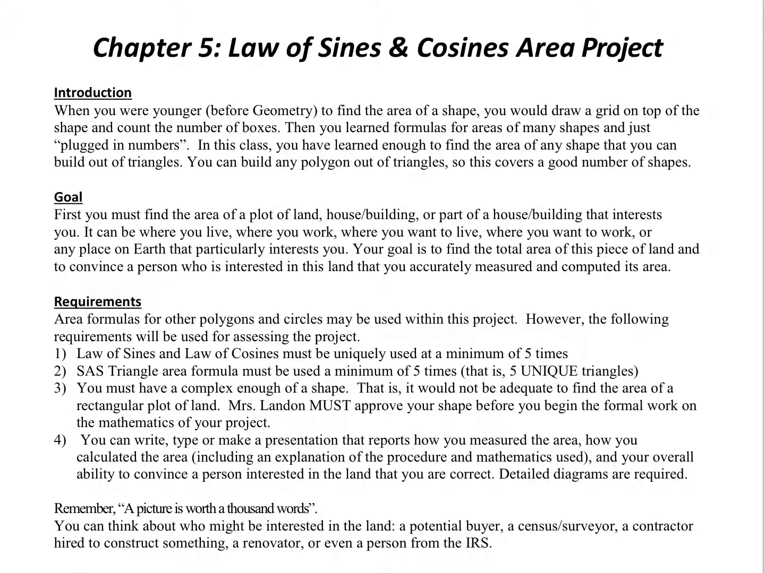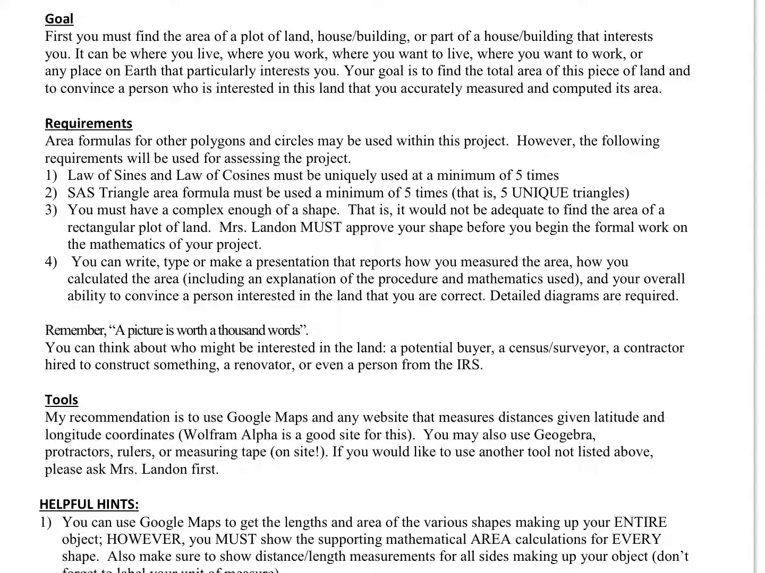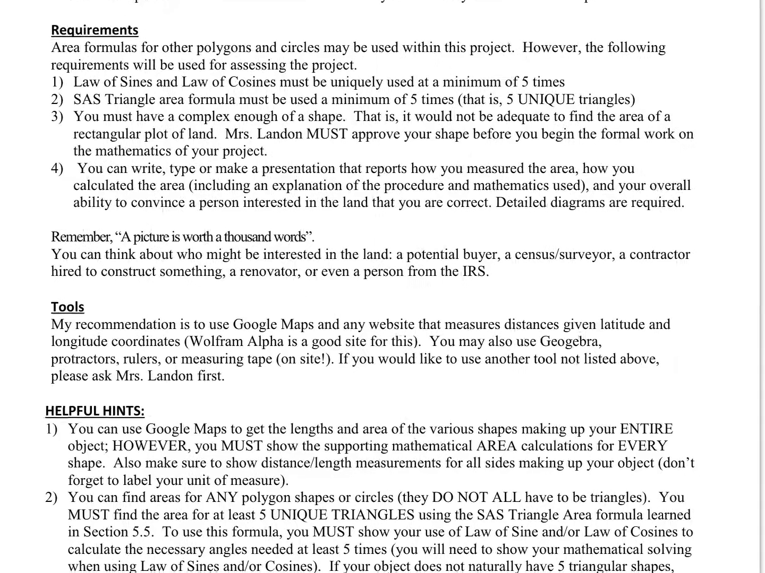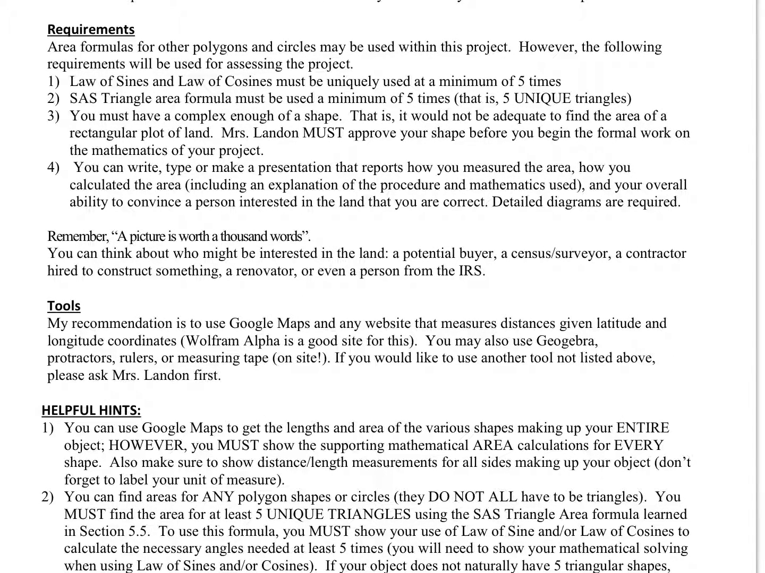So here's your goal. Your goal is to find an area of land, a house, a building, anything on Google Maps, anywhere in the world that you're interested in finding the total area of. Once you've identified what that shape is going to be, or that plot of land, then you want to start thinking about how you would find the total area of it. There are some requirements that you have to make sure that you hold yourself to. One of the first requirements is that you must use law of sines and law of cosines uniquely a minimum of 5 times in your project.